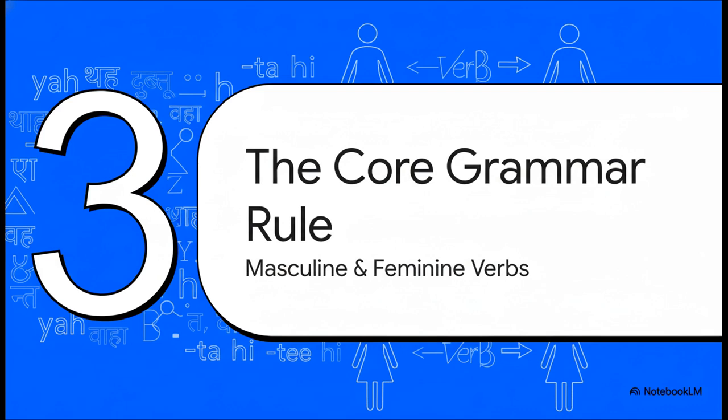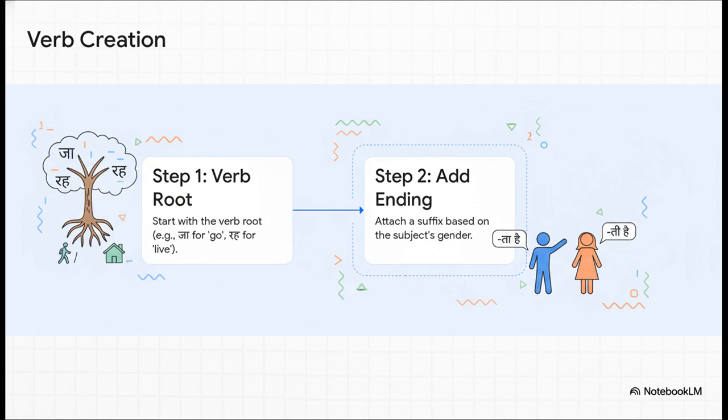Now we just need to add a verb. And this brings us to the most important part of today's lesson, matching the verb to the gender of the person you're talking about. The process is basically a two-step recipe. First, you start with the verb's root. Think of it as the most basic core ingredient of the verb, like ja is the root for to go. Then, second, you just attach a special ending. And that ending changes based on whether you're talking about a man or woman.